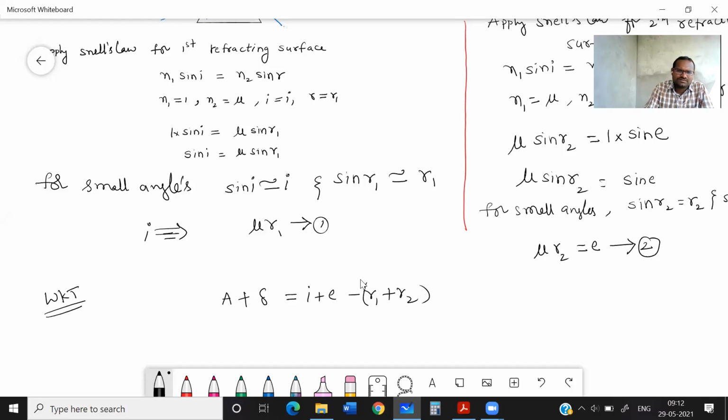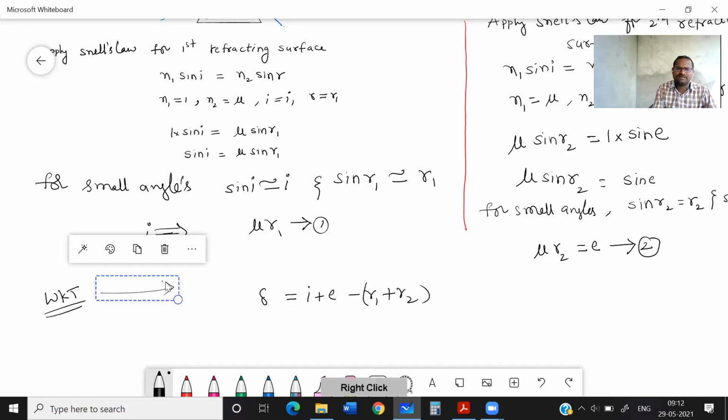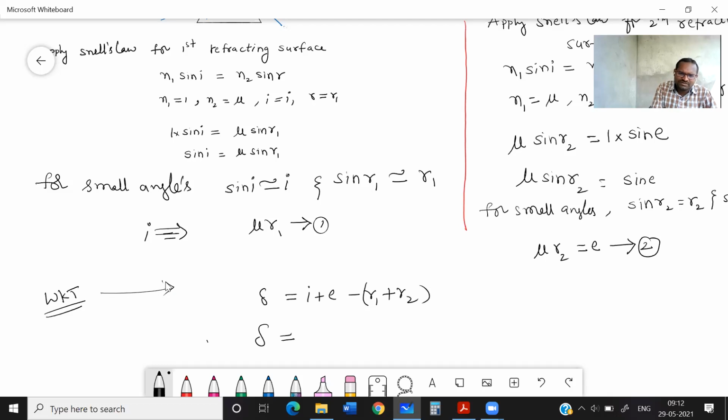Simply, delta is equal to the deviation angle, which is equal to I plus E minus R1 minus R2. Now this deviation only we want. Deviation is equal to what is I from equation 1? Mu into R1, plus what is E from equation 2? Mu into R2, minus of R1 plus R2.